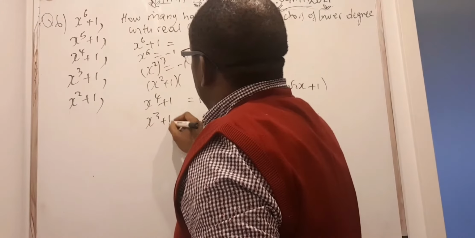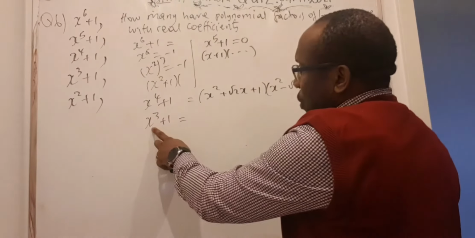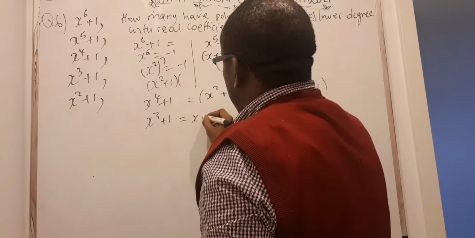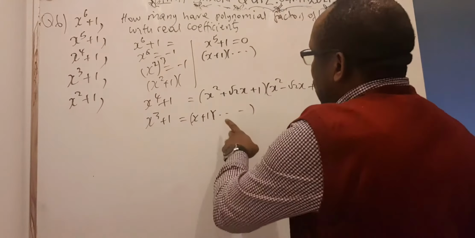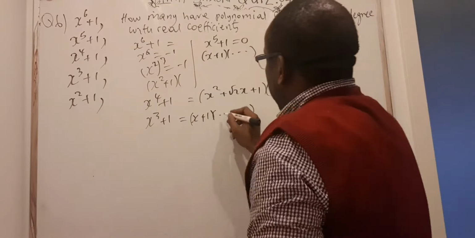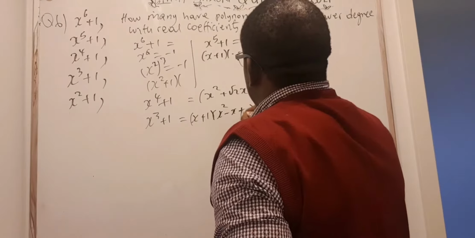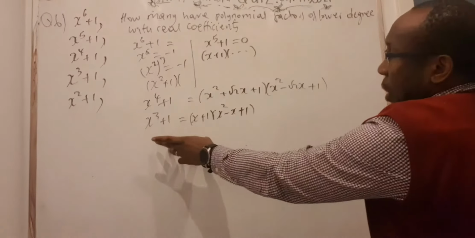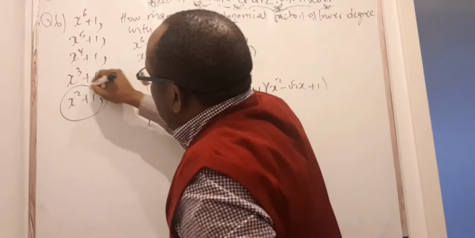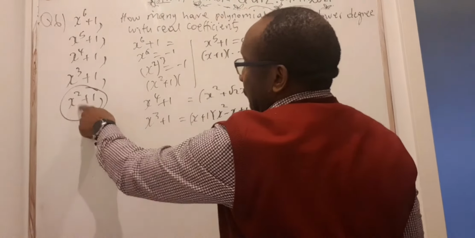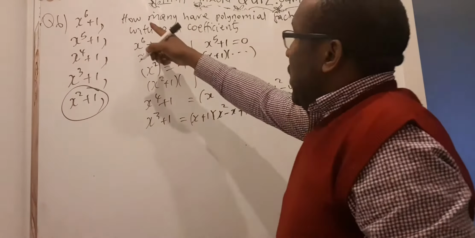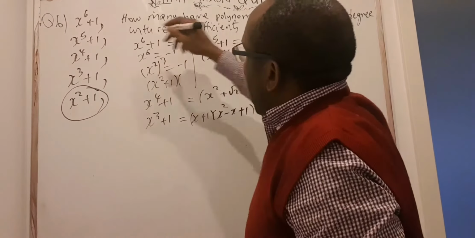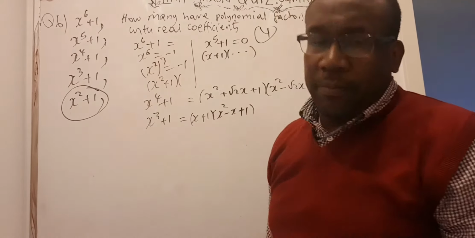x cubed plus 1: if I put x equal to minus 1, it works as well. So x plus 1 here, and some other factors, that's okay. The other factor is just x squared minus x plus 1, if you want to see. The only one that could not be done this way with real factors is this one, because x squared equal to minus 1, you can't have real factors for that. So it means there were 4. The answer was 4 for this, 1, 2, 3, 4 of them.